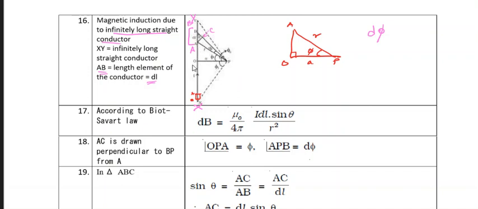And the distance between O and P, this one, and we have another angle, that is phi. OPA is phi. Are you able to see the right angle? So OPA, that is phi. This one is phi.